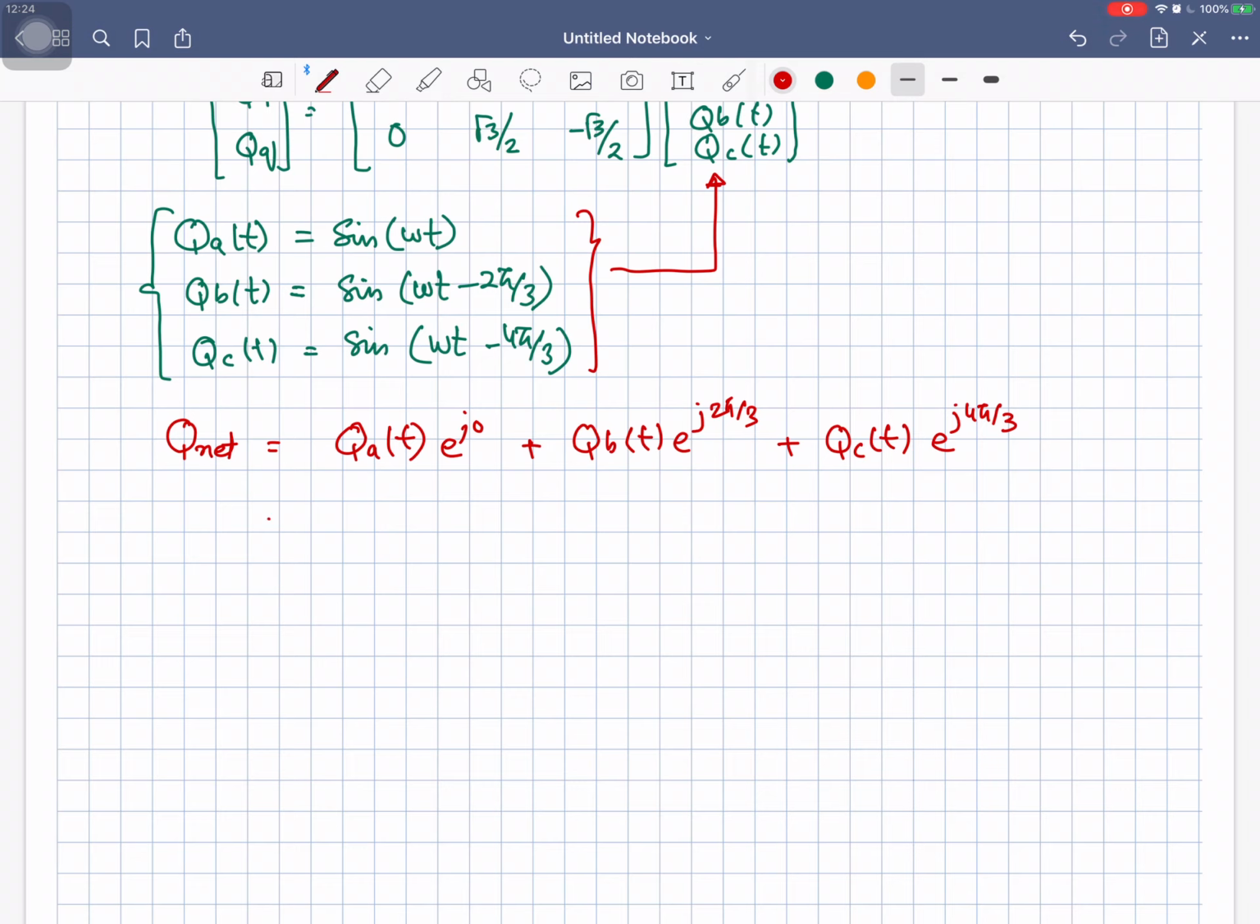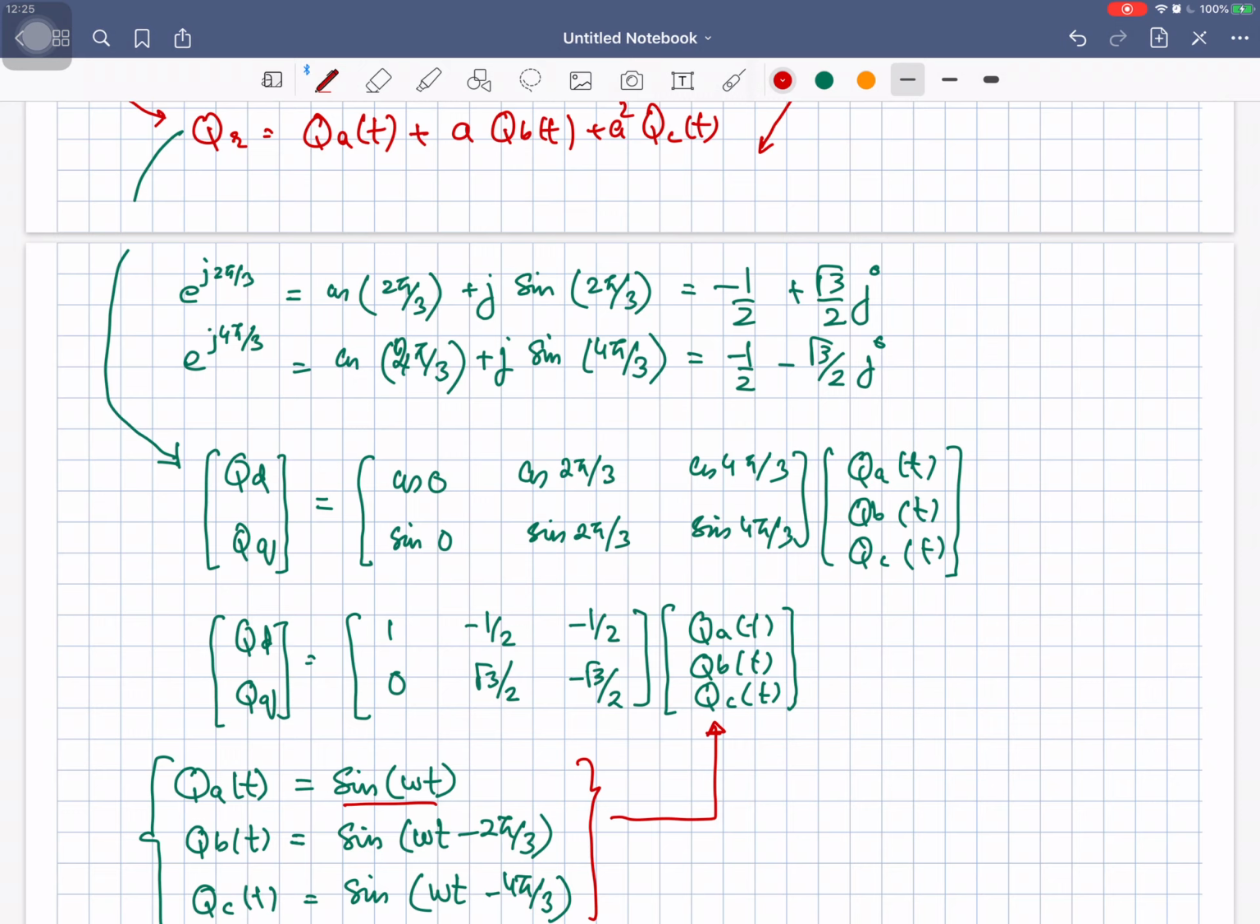Now QA is given by sine of omega t, so I am going to write sine of omega t into e raised to the power j0, that means cos of 0 plus j sine of 0, so that is going to become 1. So this will remain sine of omega t. Then, taking the second term, QBT is given as sine of omega t minus 2 pi by 3 into e raised to the power j2 pi by 3. We have seen that is equal to minus 1 by 2 plus root 3 by 2 j.